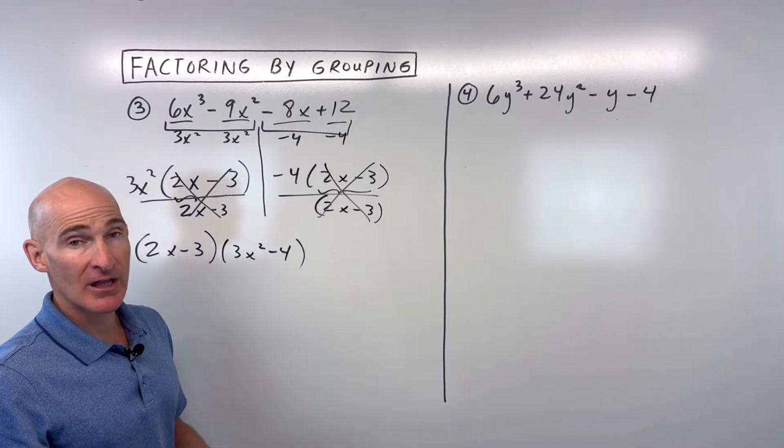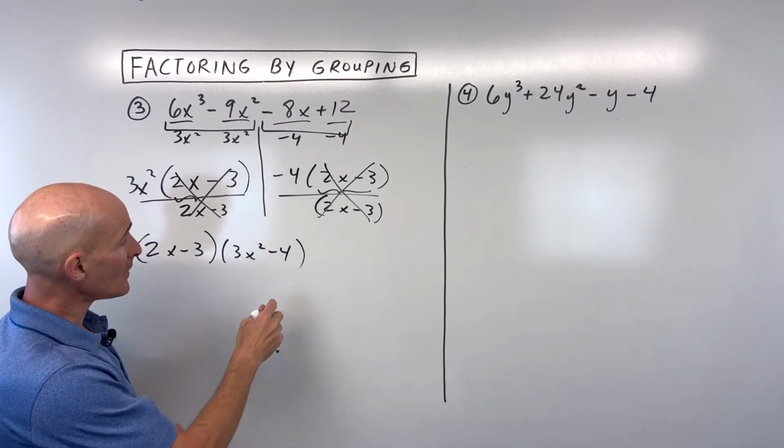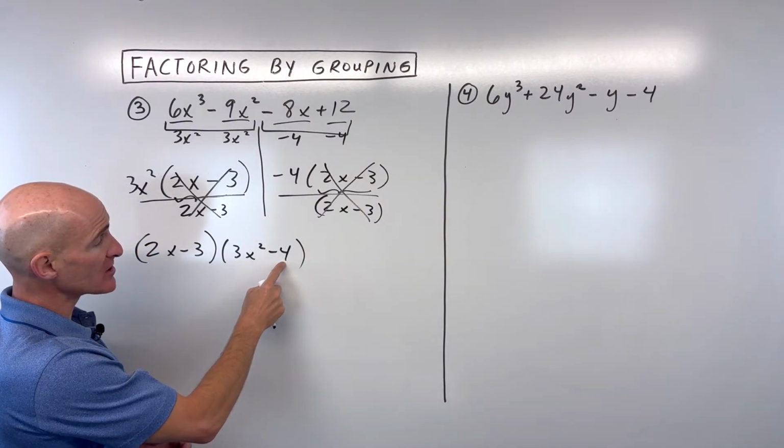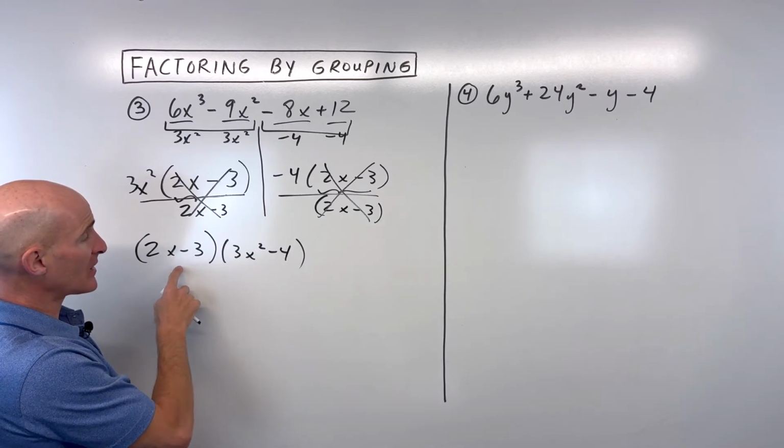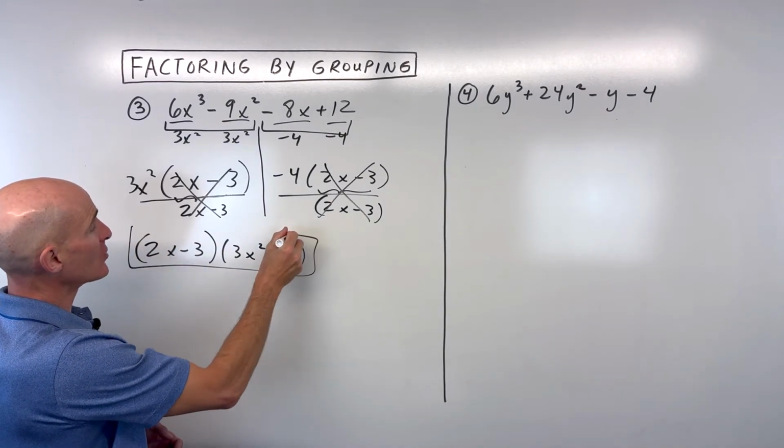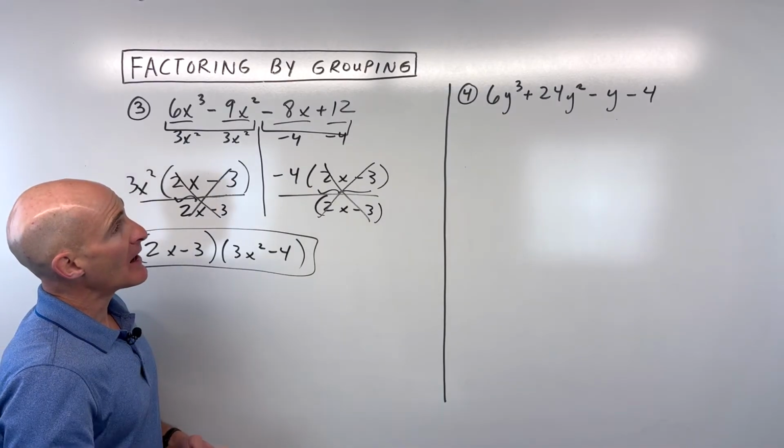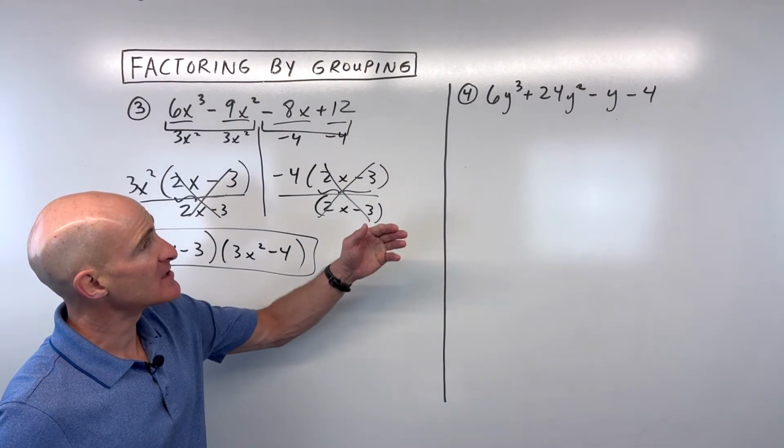And then ask yourself, can you factor this further? Well, this isn't a difference of 2 squares, so I can't factor that. There's nothing I can do here. So it looks like that's as far as we can go on that one. Now for number 4, the last problem, go ahead and see if you can do this one.